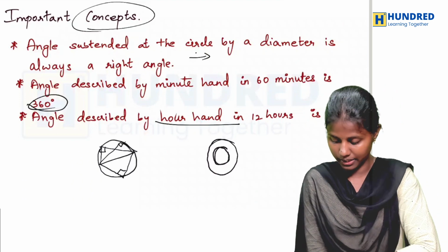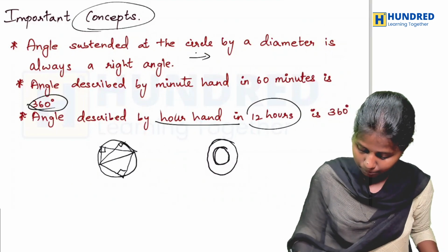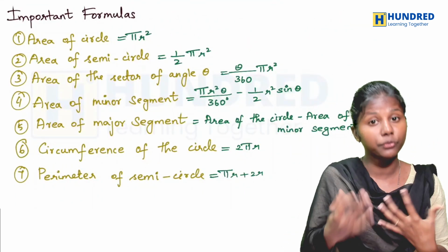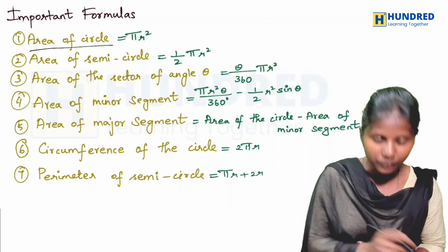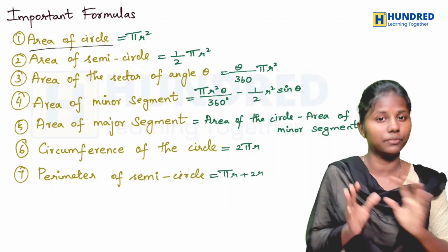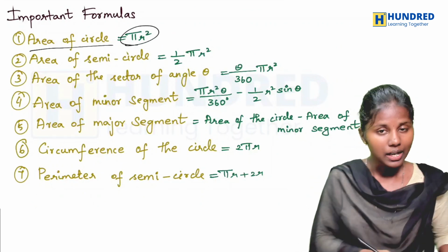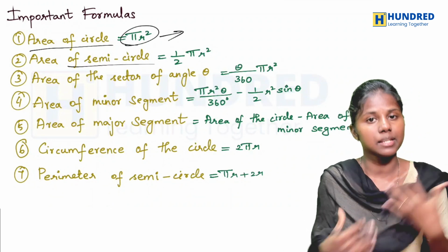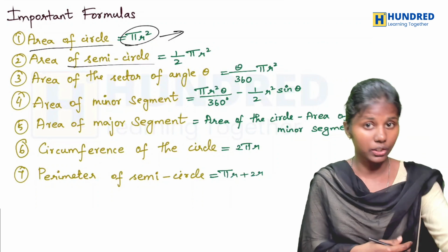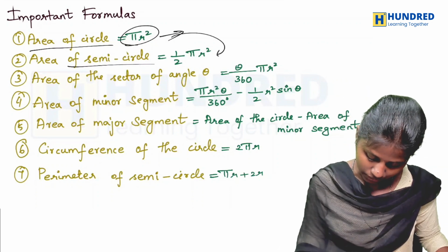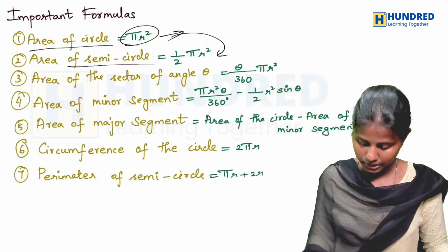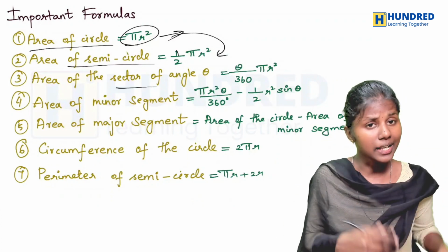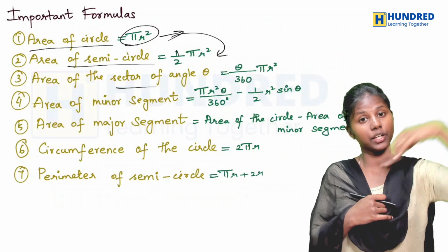This circle makes 360 degrees, which will be completed in 12 hours. When I step into formulas, the first one I'm dealing with is the area of a circle. Area of a circle will be equal to pi r square. And using this formula, I'm able to get the area of a semicircle. Semicircle means a half part of a circle. So the area of a semicircle will be half of the area of a circle, which is 1 by 2 pi r square.